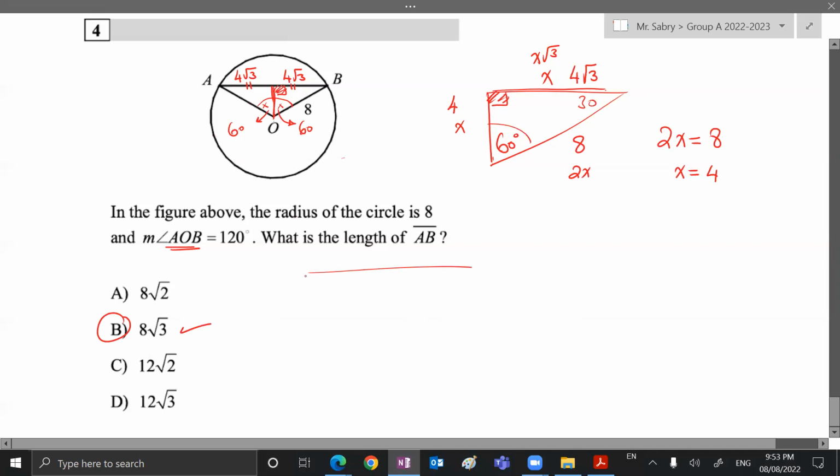The other way is to deal with the whole triangle right away. When you know that this is 120, and you know that this is 8, you know that this one as well is 8 because it's a radius too. You need to find the measure of this side here. So the sine law does not apply, but the cosine law does actually, because we have now two sides and the middle angle.